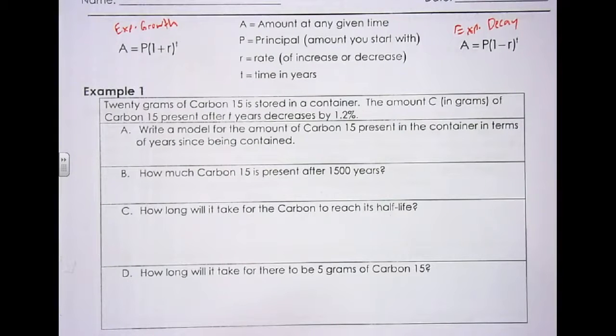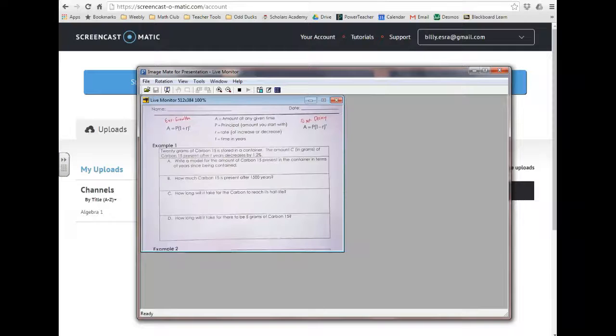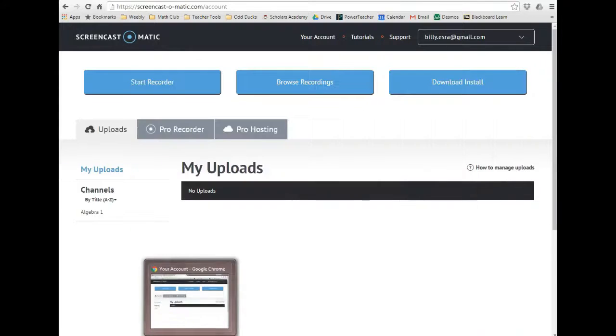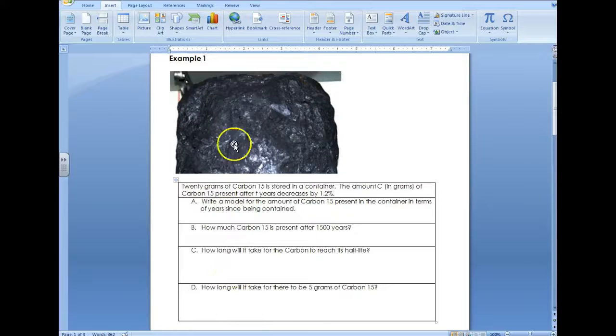So this is a basic exponential application problem. We have 20 grams of carbon-15 stored in a container. The amount in grams of carbon-15 present after T years decreases by 1.2%. Now, before we jump into this problem, I think I've got a picture of some carbon right there. You can see what it looks like.